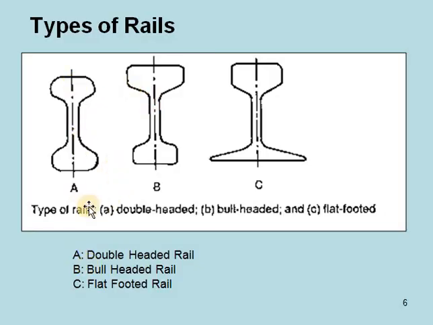The first diagram is the double headed rail, where the top and bottom are the same. B is the bull headed rail: you can see the top extension portion is large and the bottom is small. Comparing diagrams A and B, the web is very large in one and medium in the other. Coming to the flat footed rail, the top of the web is very small and the flat bottom is very large. These three types of rails are used, and the flat footed is used in the Indian Railways.